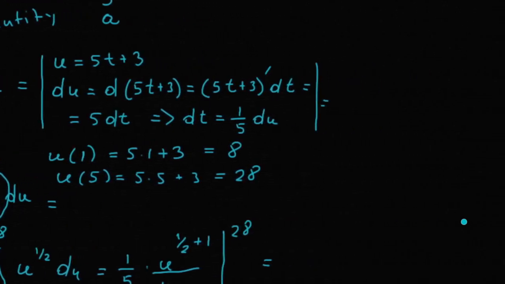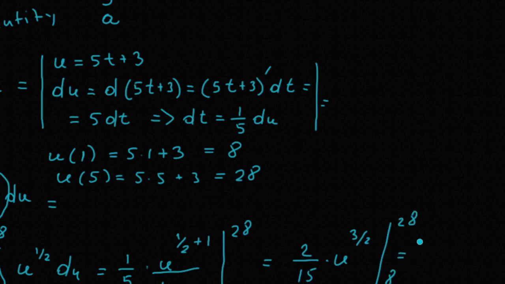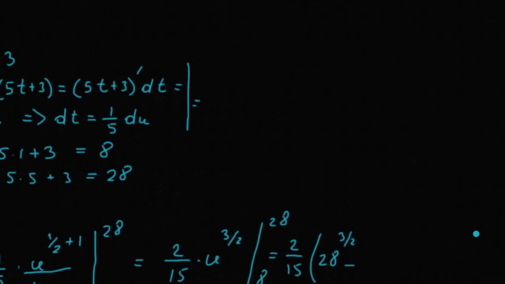Okay, so let's see what we get. First of all, I'm going to simplify our antiderivative a little bit. For the constant terms, we have 1/5 divided by 3/2, so that's going to be 2/15. And then we have u to the power 3/2. We need to plug in our limits and take the difference. And so our final answer will be 2/15 times, open parentheses, 28 raised to the power 3/2 minus 8 raised to the power 3 halves.